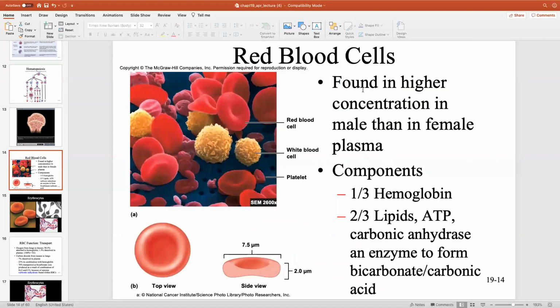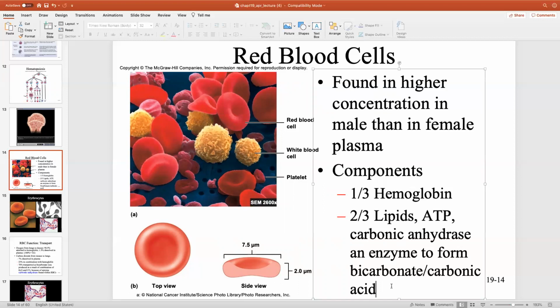All right, so red blood cells are found in higher concentration in males than in females. In terms of components, 1/3 of the whole red blood cell is hemoglobin. Again, the sole purpose is to have as many hemoglobin molecules as possible, so we can carry as much oxygen as possible. The other 2/3 are lipids, plasma membrane, ATP, enzymes, like carbonic anhydrase, the enzyme that forms bicarbonate and carbonic acid.